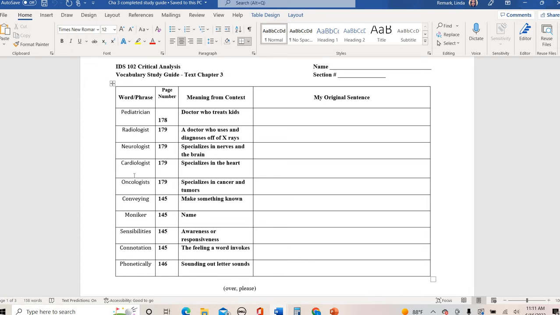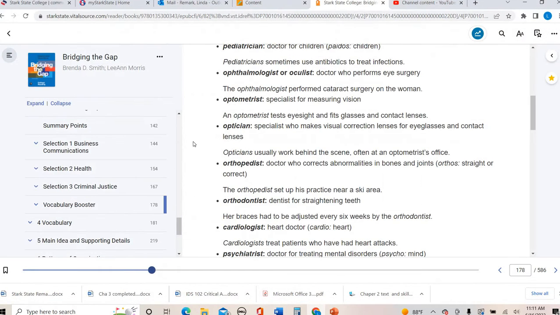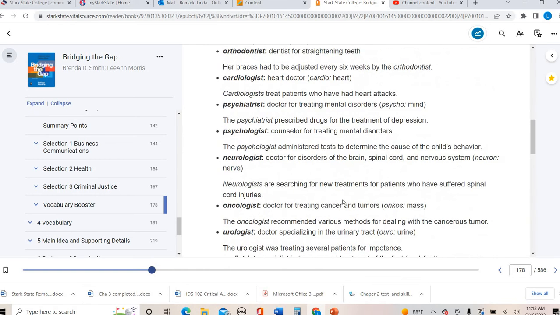So again, if you are a med student, if you're in nursing or anything like that, these prefixes are going to be, if not already, very familiar, because you have to be really aware of all of these. So cardiologist, someone who specializes in the heart. And then oncologist is someone who studies or specializes in cancer and tumors. Okay, so that's the first set of vocabulary words right there. Again, they come from the vocabulary booster, so be sure to check out that section.